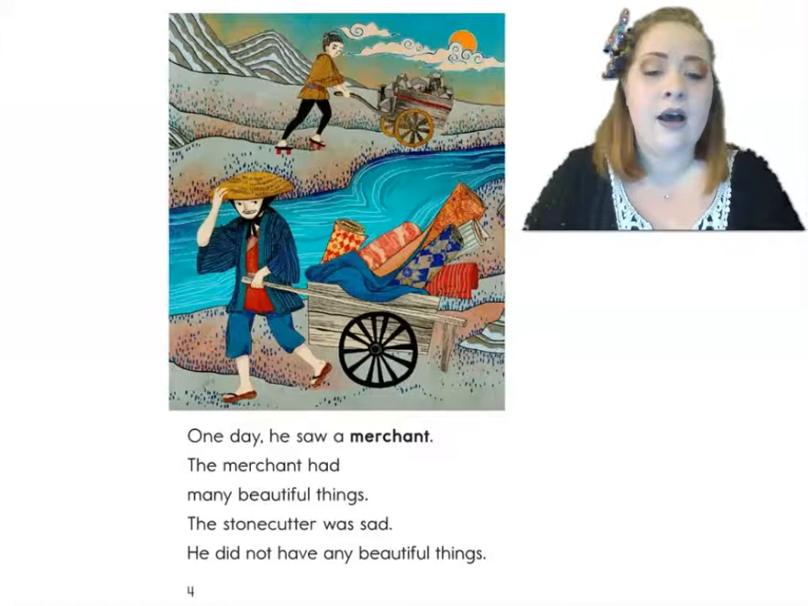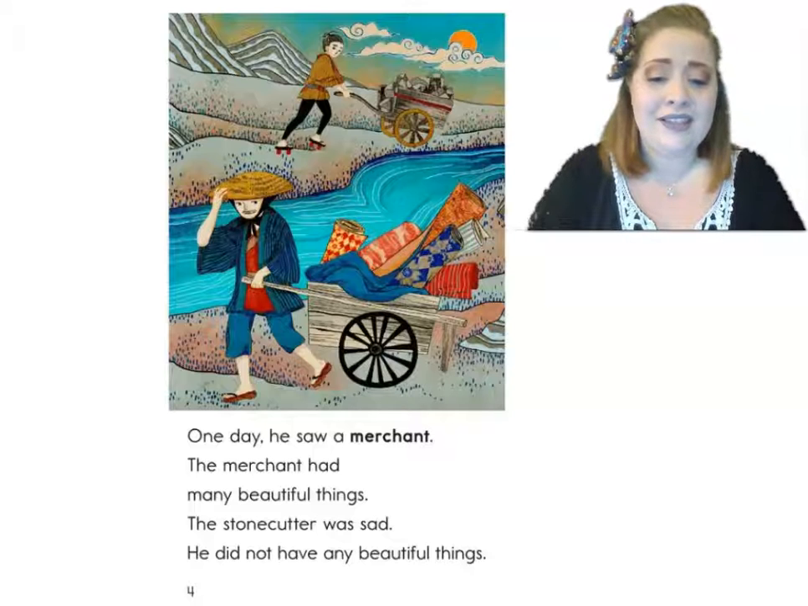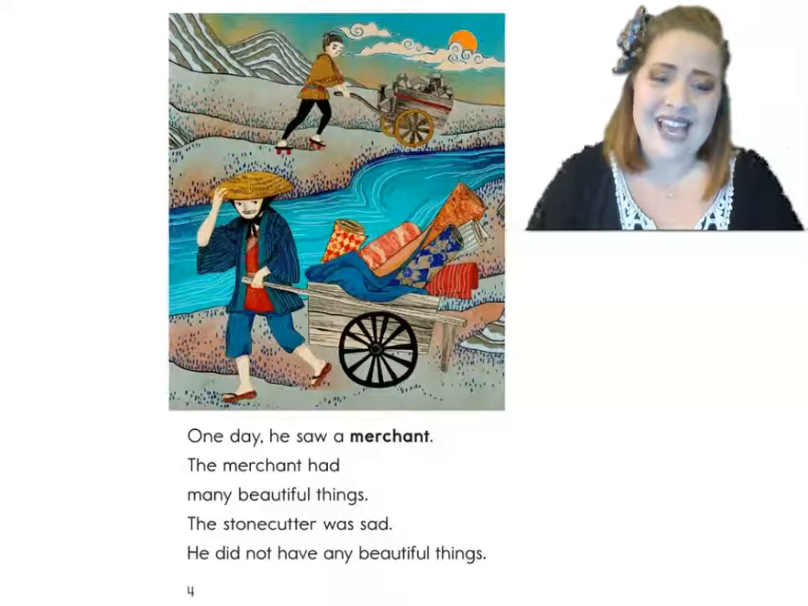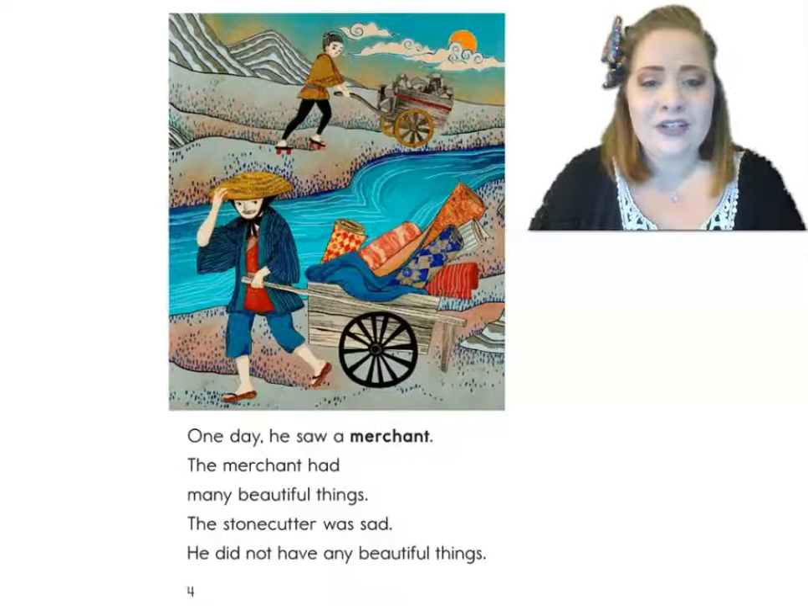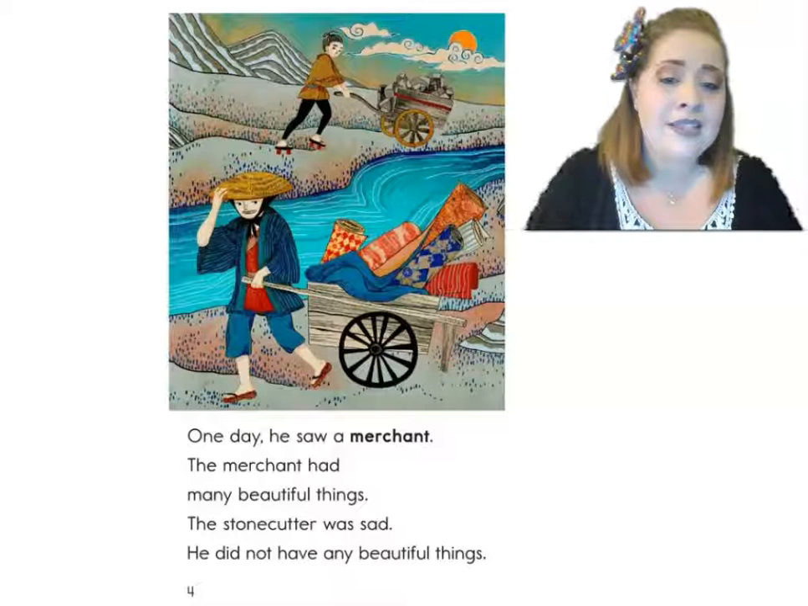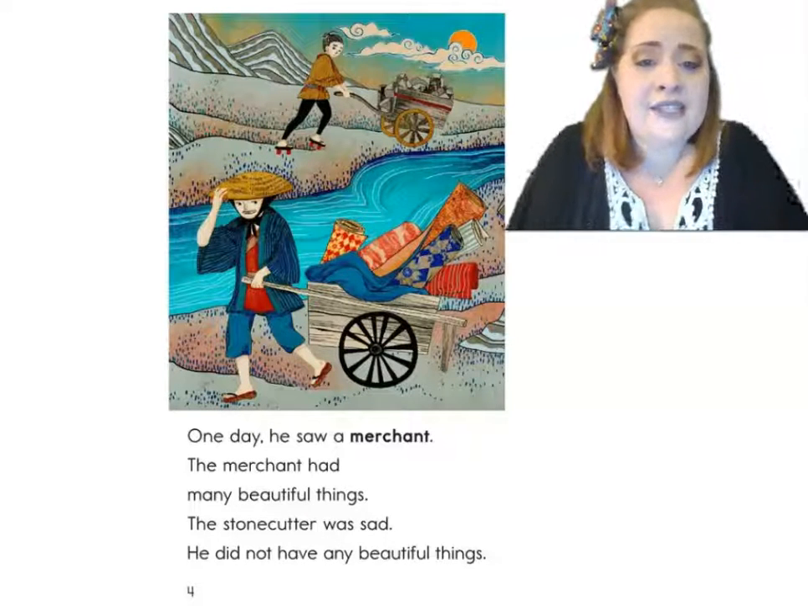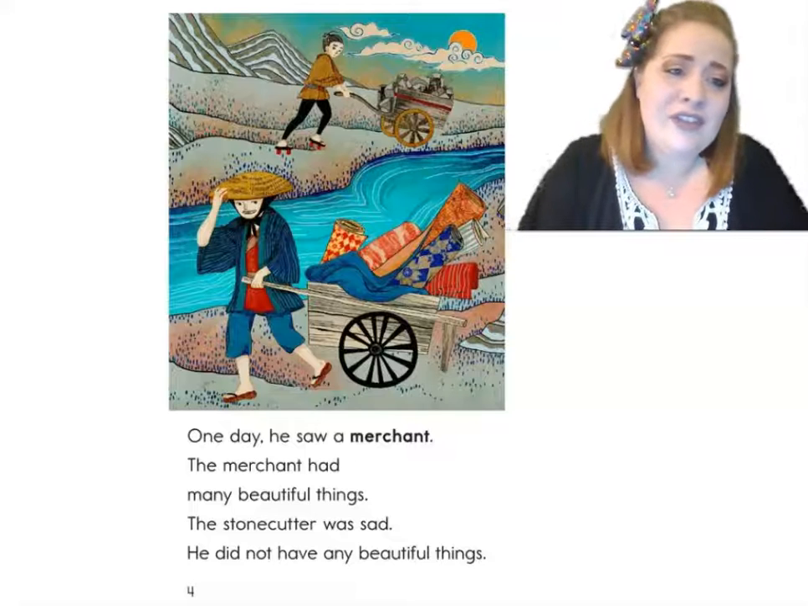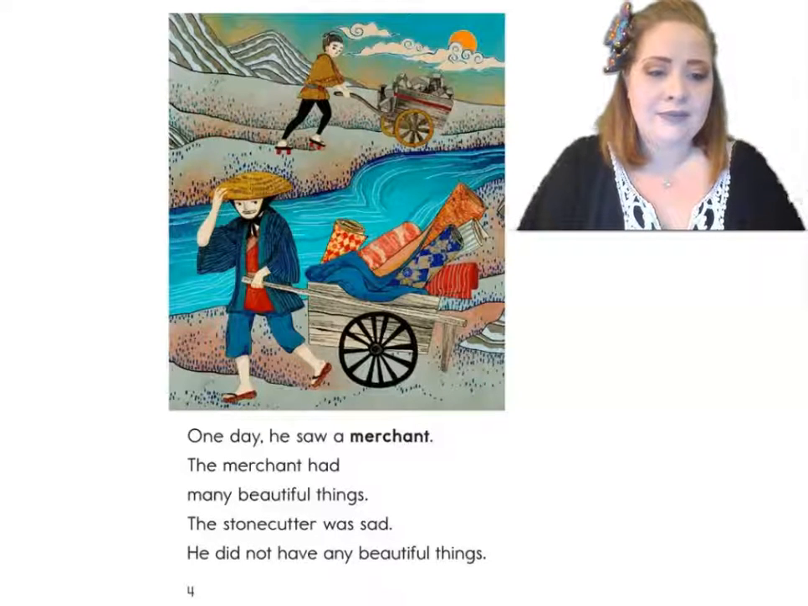One day he saw a merchant. The merchant had many beautiful things. The stonecutter was sad. He did not have any beautiful things. All right, so if you look at the picture, you can see a merchant and he has beautiful rugs and tapestries. And it makes the stonecutter sad because if you look at the stonecutter, he just has stones. Let's keep reading.